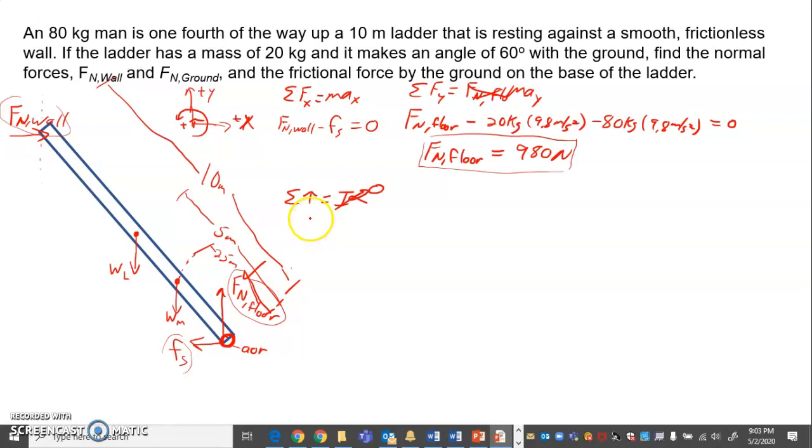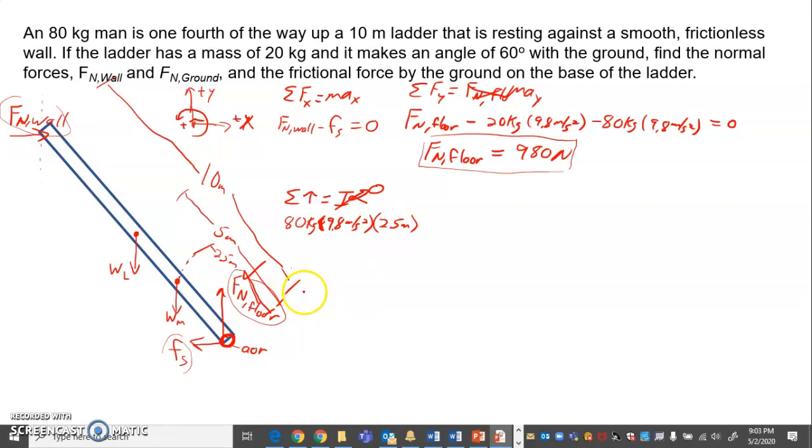And so now we need to go ahead and sum the torque. So the friction is not going to create any torque. The normal force from the floor is not going to create any torque. But the weight of the man, which is 80 kilograms times 9.8 meters per second squared, that's his weight, and then he is 2.5 meters away.